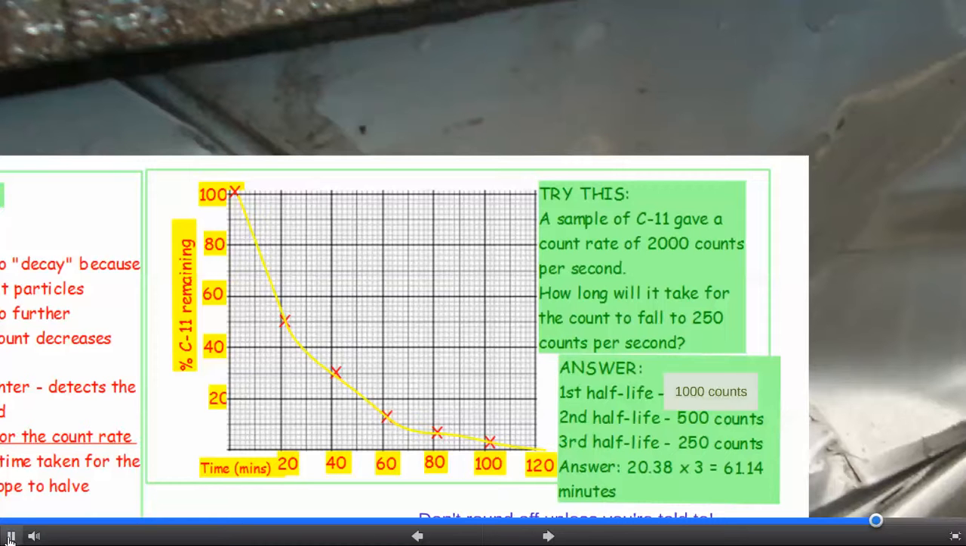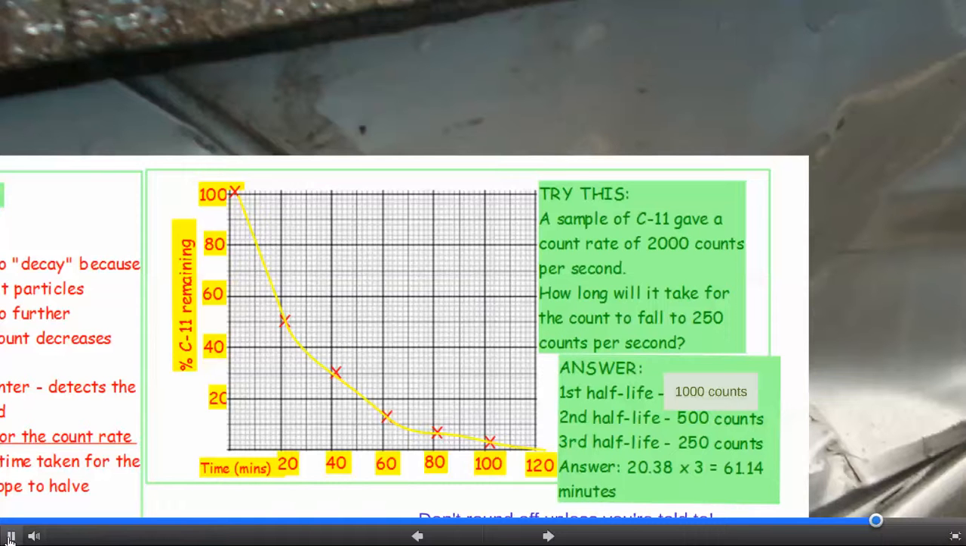So look at the question. A sample of carbon-11 gave a count rate of 2,000 counts per second. How long will it take for the count to fall to 250 counts per second? Now, here's the worked answer. After the first half-life, that count of 2,000 has halved. So the first half-life, it's 1,000 counts. And then after the second half-life, that's halved again from 1,000 to 500 counts. And then after the third half-life, that count has halved again from 500 to 250. So it's taken 3 half-lives.